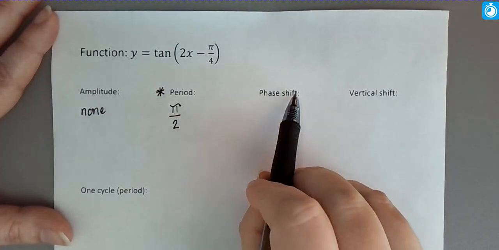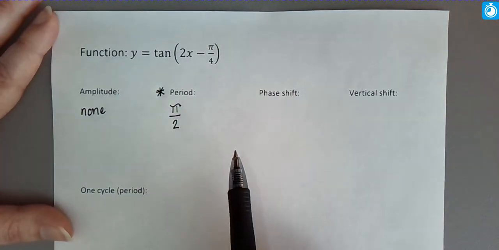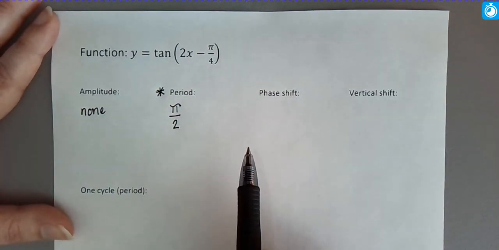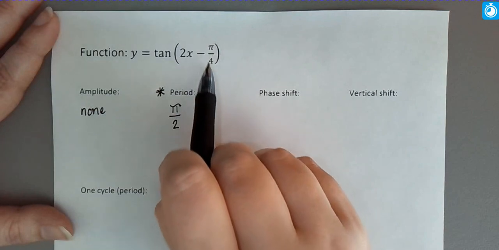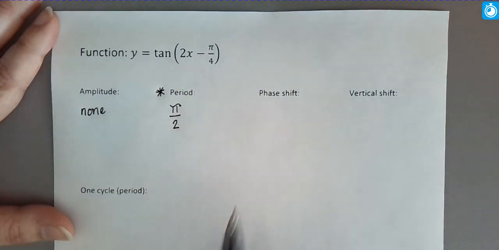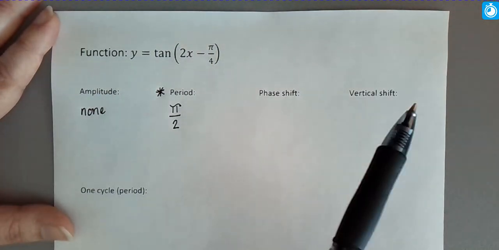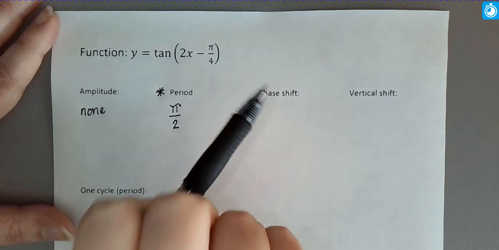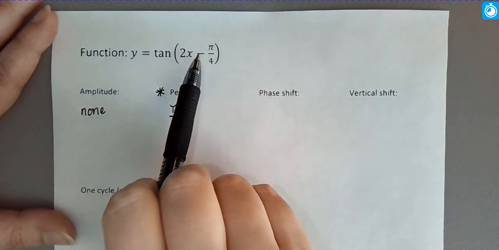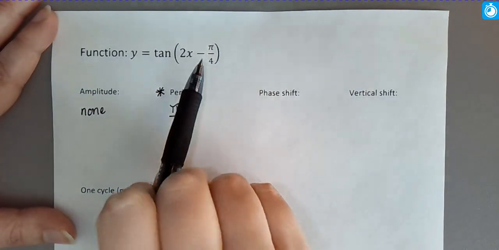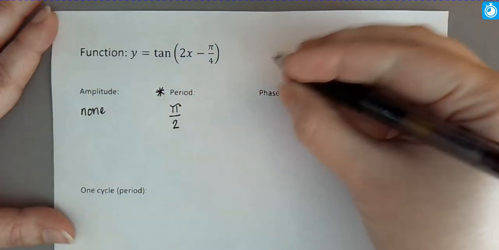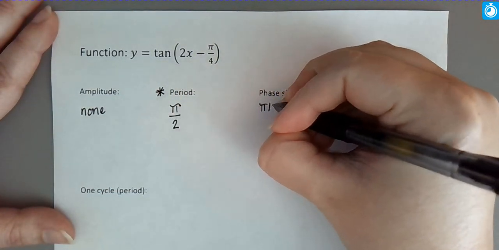Okay, now let's look for a phase shift. Anytime we have addition or subtraction inside of our trig function, we have a phase shift. So we're subtracting pi over 4. Now remember, the signs are a little bit weird here. Whenever we subtract inside of the function, the phase shift is actually positive. We're moving in the positive direction. So if this is negative, it's a positive phase shift. If this is positive, it's a negative phase shift. So because this is negative, it's going to be a positive phase shift.